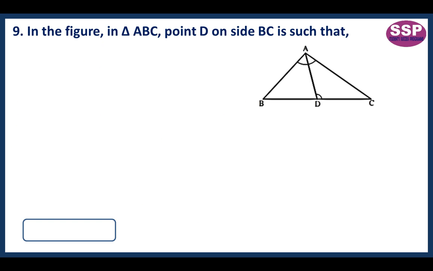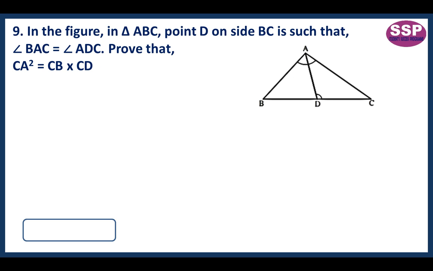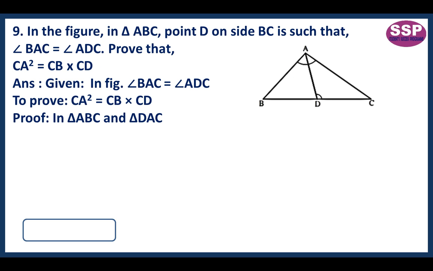Next problem. In the figure, in triangle ABC, point D is on side BC such that angle BAC is congruent to angle ADC. Prove that CA square is equal to CB into CD. Solution. Write given. In figure, angle BAC equals angle ADC. To prove CA square is equal to CB into CD. Proof. As earlier we have seen, we have to show two triangles similar. Fine. Which two triangles? We will get triangle ABC and triangle DAC. These two triangles we have to show similar.